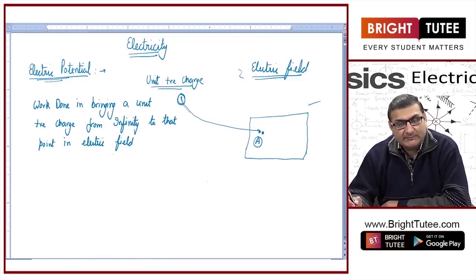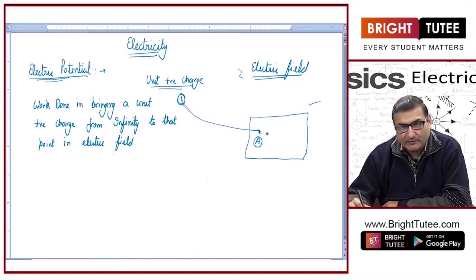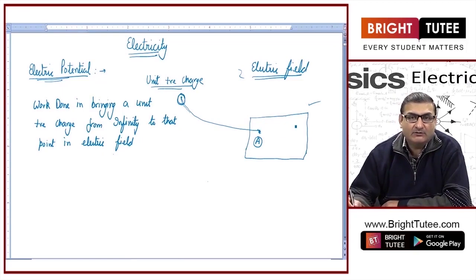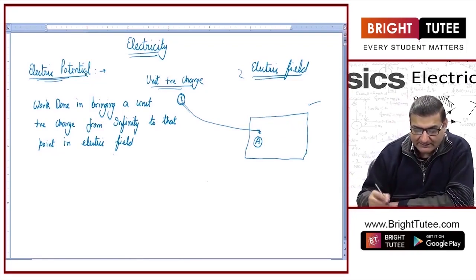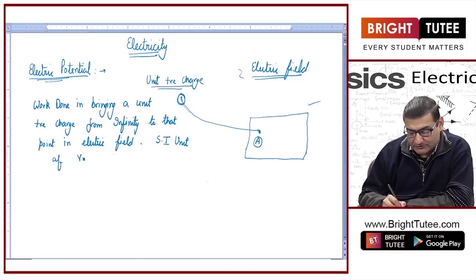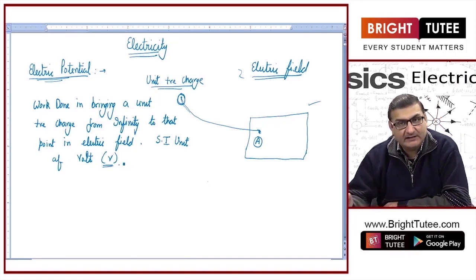Fine. So electric potential at a particular point in an electric field is defined as the amount of work done in bringing a unit positive charge from infinity to that point, right? Now this electric potential has the SI unit of volts, which is represented by capital V.